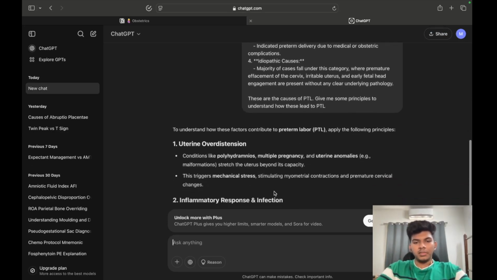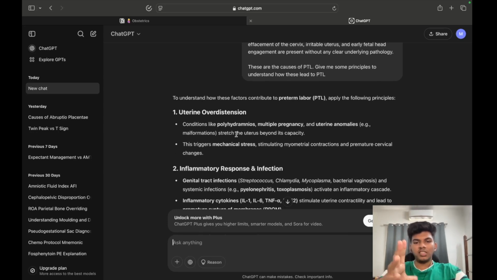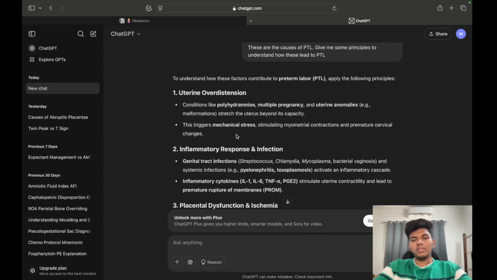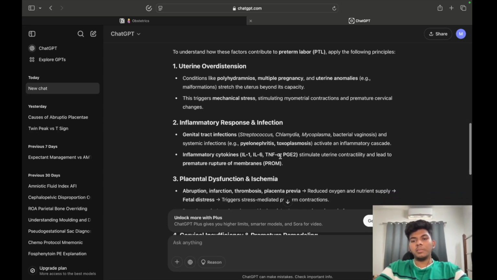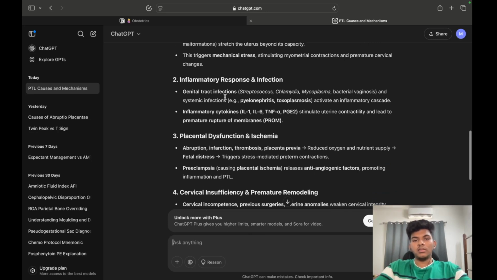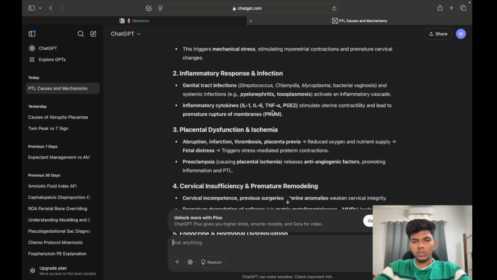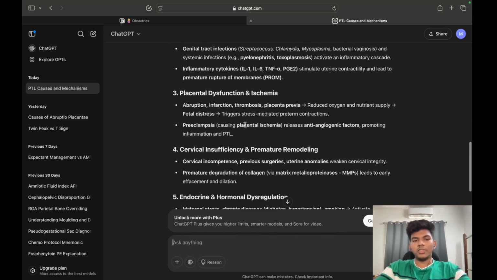Uterine overdistension: polyhydramnios, multiple pregnancy, uterine anomalies. So these cause stretch, and this triggers mechanical stretch, stimulating myometrial contractions and premature cervical changes. Coming to inflammatory response and infection. So genital tract infections, all of these activate the inflammatory cascade, so that can also induce premature labor. Inflammatory cytokines stimulate uterine contractility, leading to premature rupture of membranes.